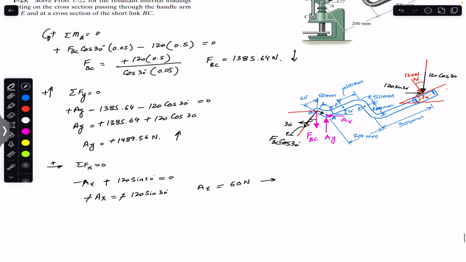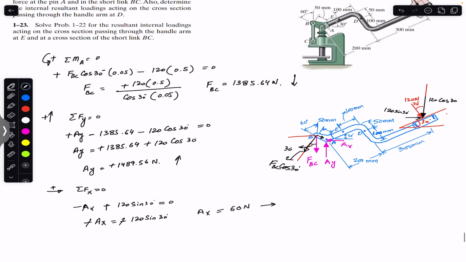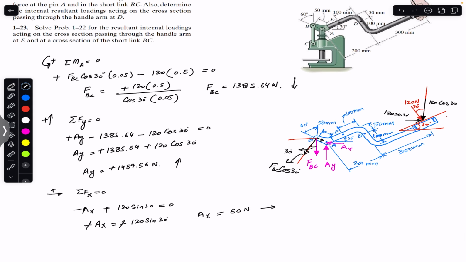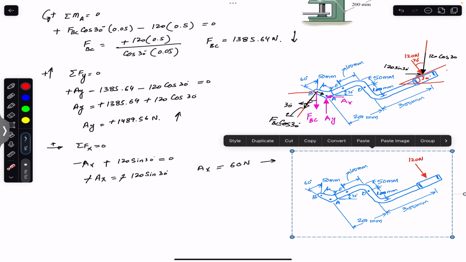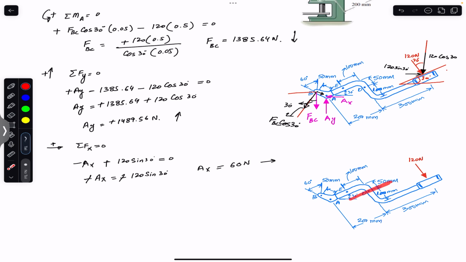So now we have solved the first part. We have found the support reactions at A and the force in link BC. Now we were asked to find the internal loadings acting on the cross section passing through the handle arm at D. So now we must pass a cutting section here, and then we must find the internal loadings. So let's say we have to pass a cutting section through D, and then I'm going to consider this particular part. So let me erase all this.